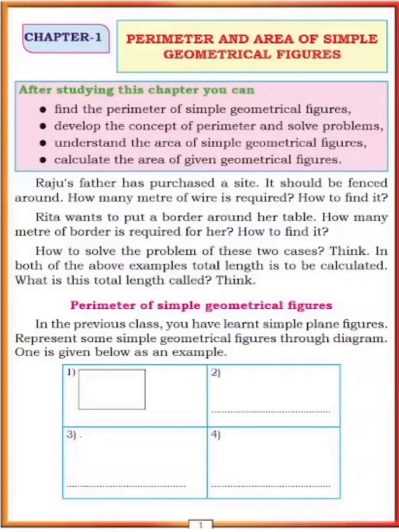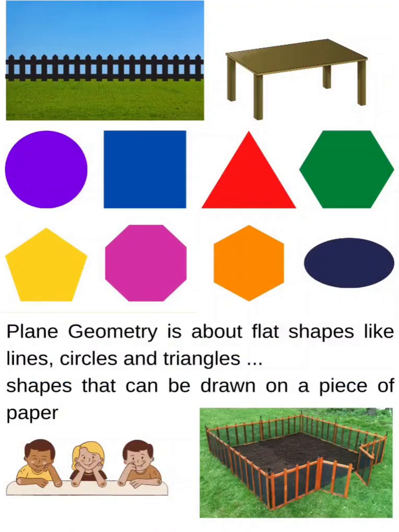In the previous class, you have learned simple plane figures. I hope you remember what are simple plane figures. Represent some simple geometrical figures through diagram. One is given below as an example. For your reference, plane geometry is about flat shapes like lines, circles and triangles, etc. You can see here various shapes which are called as plane figures of geometry. Shapes which we can draw on a piece of paper.